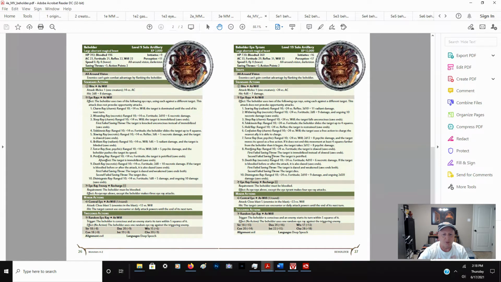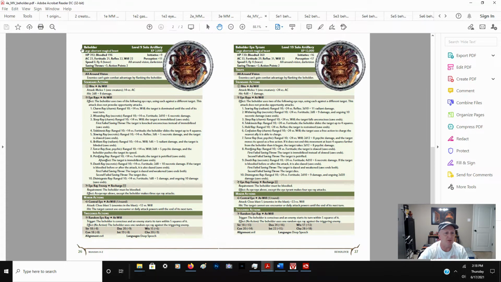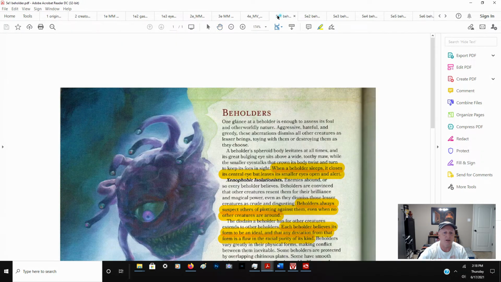And look at the eye rays right here. Forget where I was at, fire ray, exhaustion, sleep, and telekinesis was all it had, in addition to the central eye. But then you had the larger ones right here, level 9 and then a level 19, which is really tough. And look at this thing, 720 hit points. Again, they really started to go up much higher with the hit points and other things, but overall it's still largely the same beholder that you would think of.